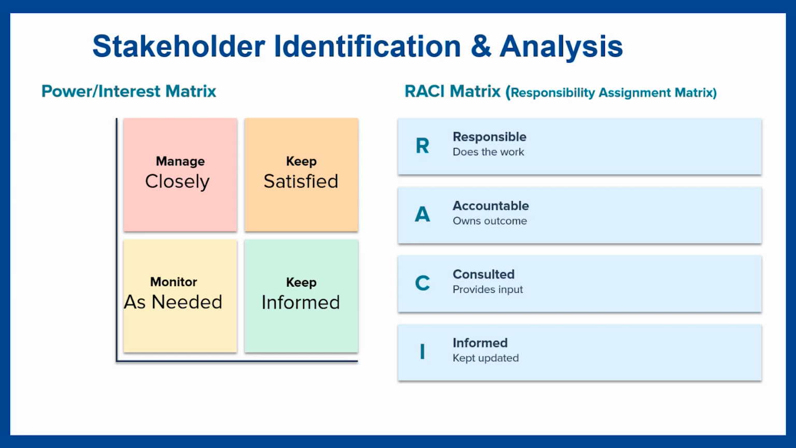In summary, stakeholder identification and analysis helps you understand who is involved and how to work with them. The power interest matrix helps you categorize your stakeholders and choose the right way to communicate or engage with them. While the RACI matrix defines clear roles and responsibilities so that everybody understands their part in the project.